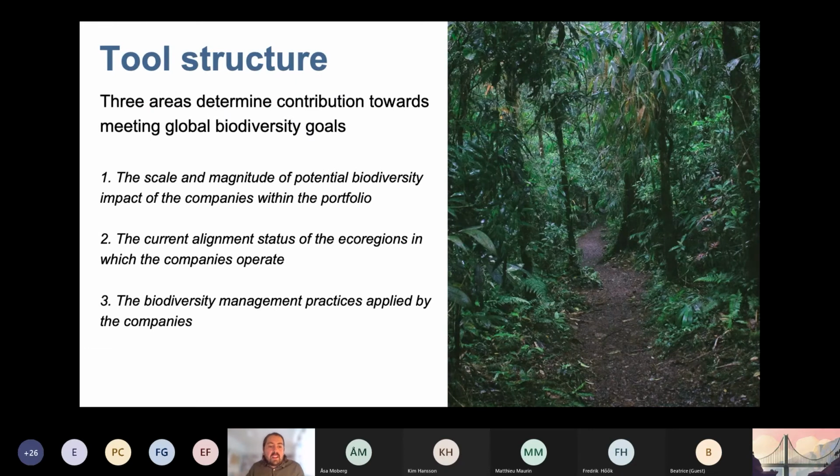So the whole structure and the premise of the tool is based on the principle that the contribution of a financial portfolio to global biodiversity goals will be determined by three main factors. One, the scale and magnitude of potential biodiversity impact of the companies within the portfolio. Two, the current alignment status of the ecoregions in which the company operates, so the context of the status of the ecosystems operated in. And lastly, the biodiversity management practices applied by the companies. So if we go into the next one, please.